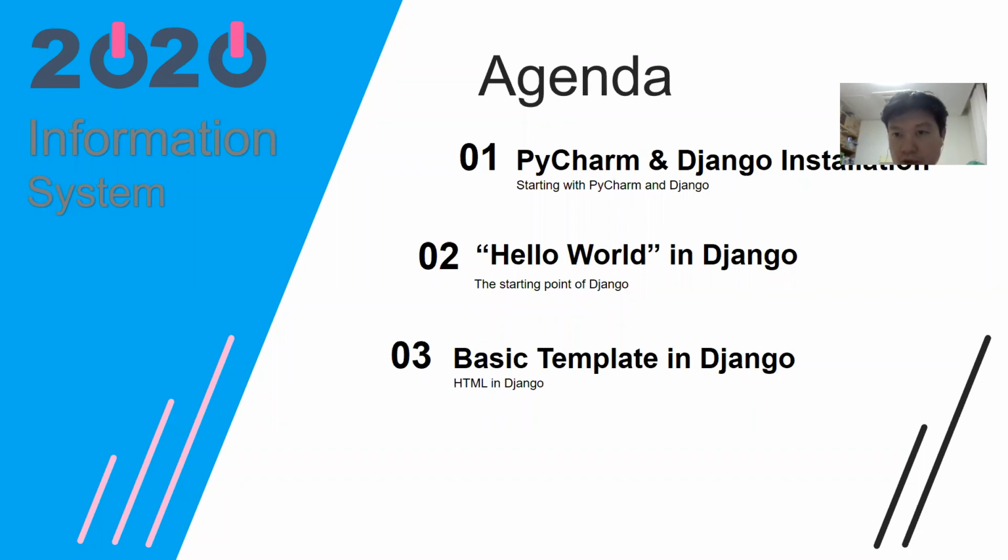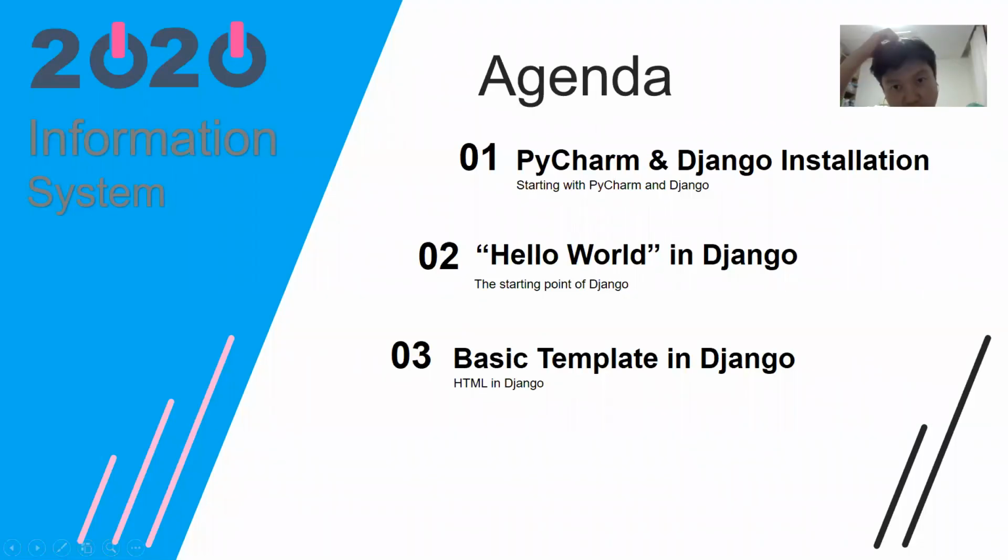learn three things. First, we are going to learn about how to install PyCharm and Django. Next, we are going to learn about the hello world in Django. And the third is we are going to learn about the basic template in Django. I guess today we are going to learn about how to install and a little bit of Python.